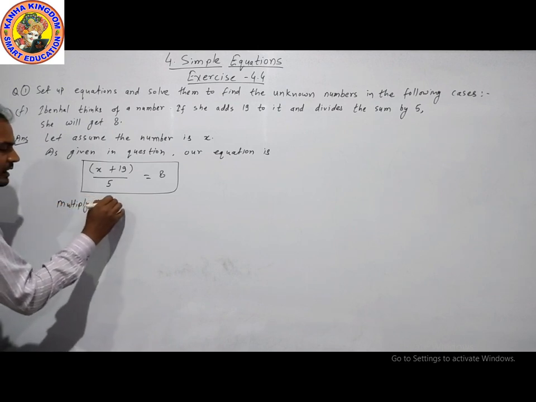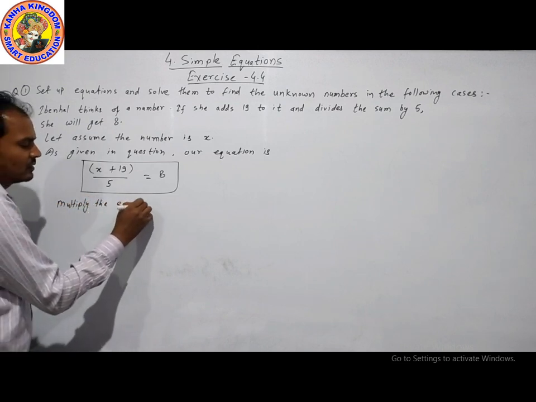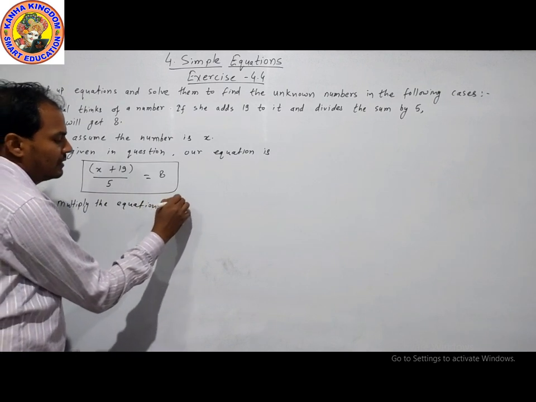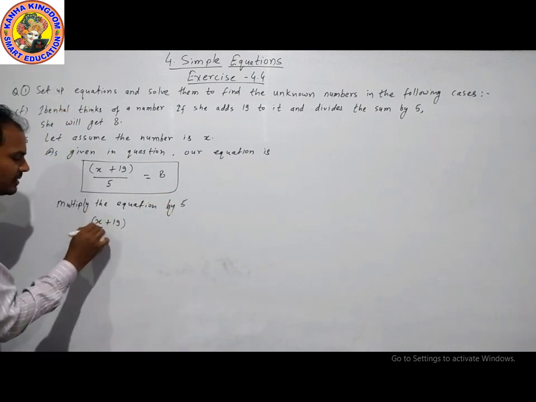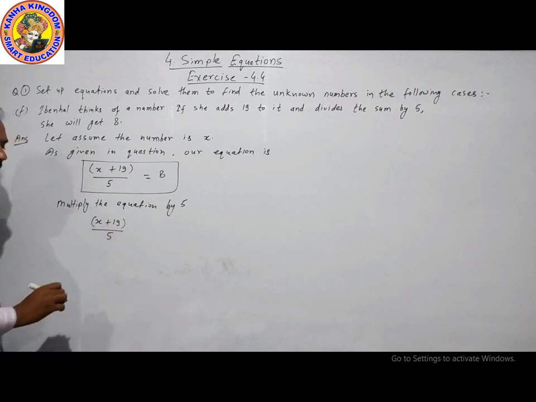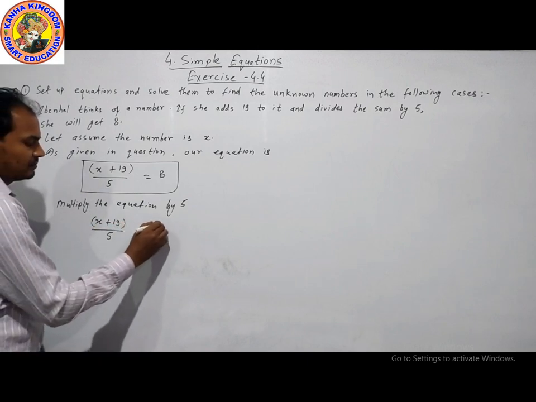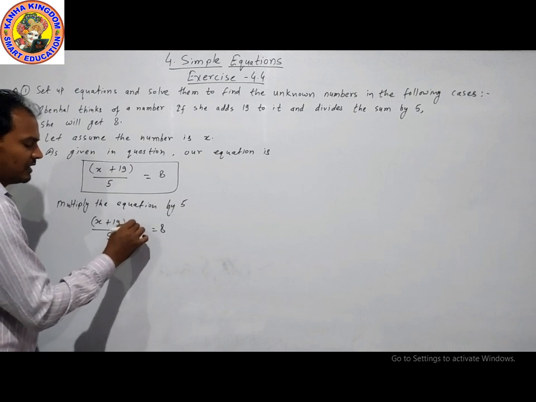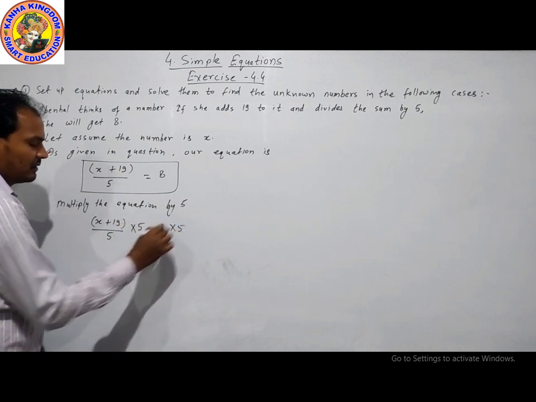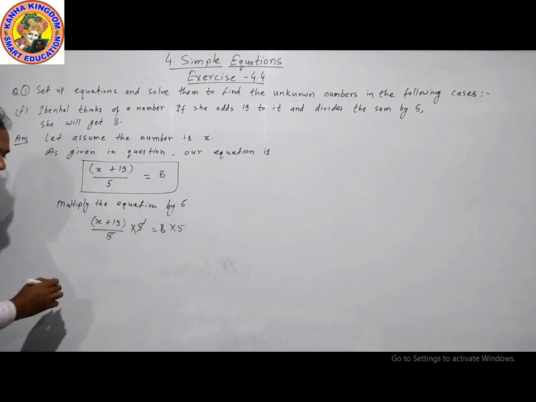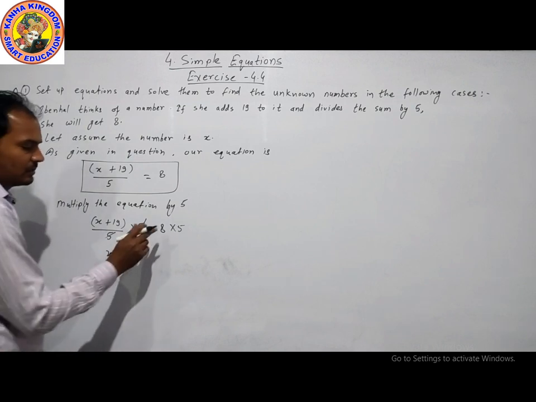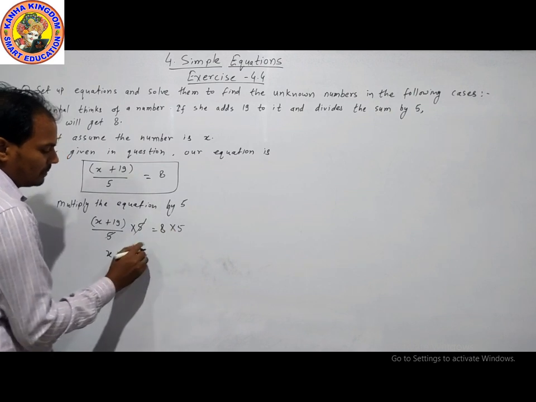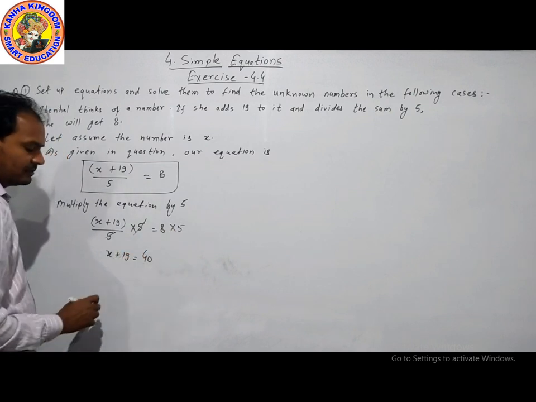Multiply the equation by 5. X plus 19 divided by 5. This is our equation. Now we will multiply by 5. Here 5 and 5 will be cancelled. X plus 19 is equal to 8 into 5, 40.